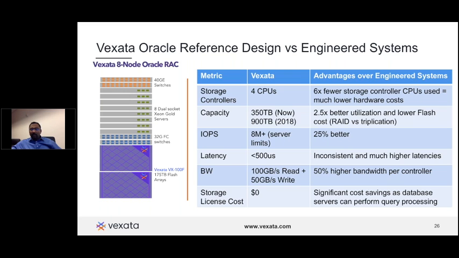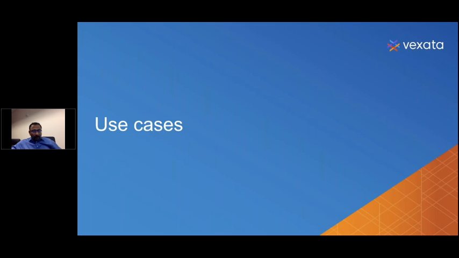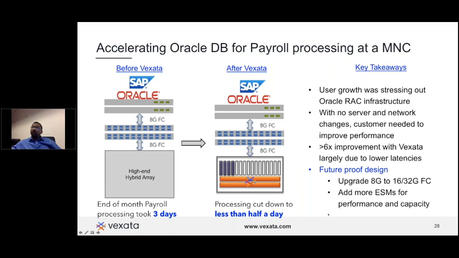Let's take a look at some of the use cases quickly. If you go to the next slide, here is one where our end customer was deploying Oracle for an OLTP application. This is a multinational company in India, one of the biggest business enterprises out there, and they had trouble with their payroll processing because it would take 3 days. They were using a really expensive hybrid array, but they couldn't pin their database to flash after a certain size because it just outgrew the size of flash inside the array.